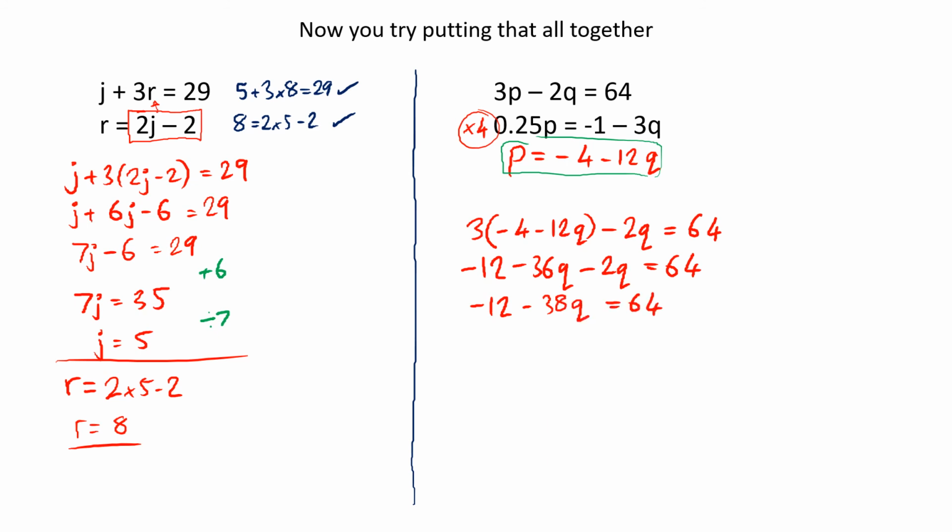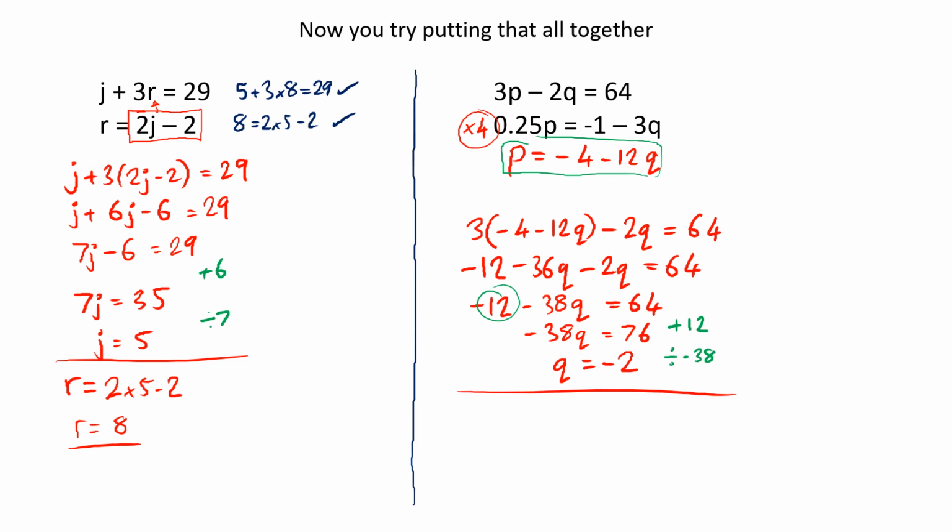And then we want to make q the subject, so let's try adding 12 first. That'll get rid of our minus 12 over here. And it will leave us with minus 38q, remember that minus doesn't go away, is equal to 76. And then we want to get just q on its own, we're going to have to divide by minus 38, which will obviously flip that sign from being positive to being negative. So we'll end up with q is minus 2, which is a whole number, so that should be okay.